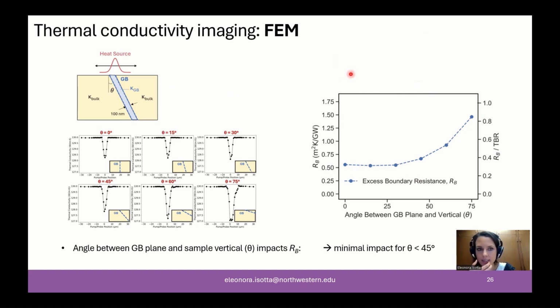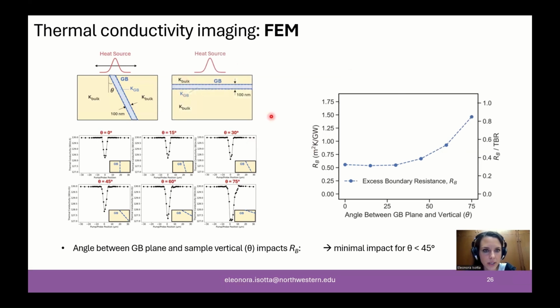And just for completeness, this framework could enable us to answer another very important question, that is, how is the Gibbs excess estimate supposed to relate to the classical thermal boundary resistance estimate? To do so, we built another simulation where the boundary was instead parallel to the heat source, and also parallel to the sample surface. This is a classical configuration that one uses for determining the thermal boundary resistance of an interface.